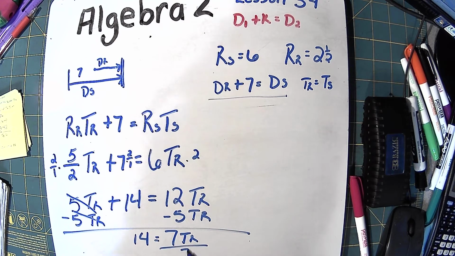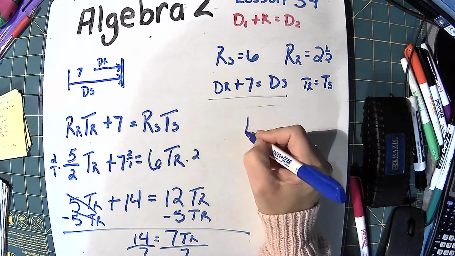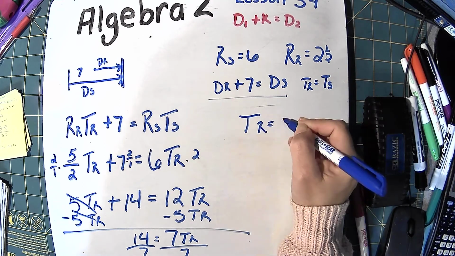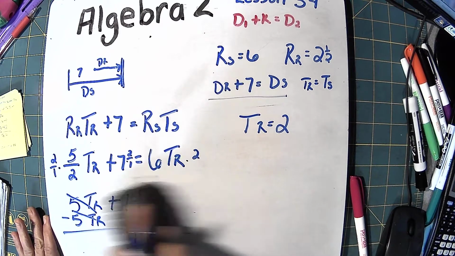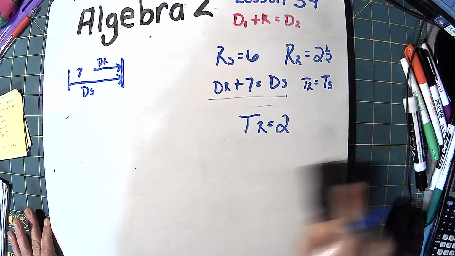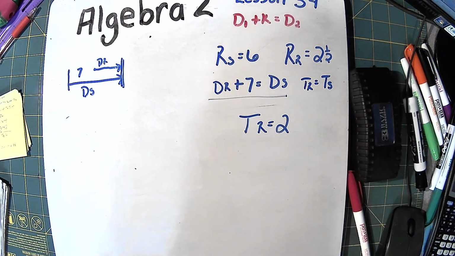And then we'll divide by 7. And 14 divided by 7 is 2. So the time of Robin is 2. So the time that they traveled was 2. And it was asking us how long it takes the sheriff to catch up? 2 hours. So that's the answer. That one's a little easier.